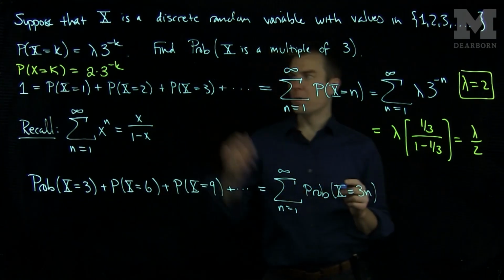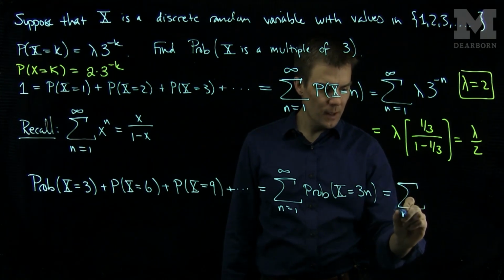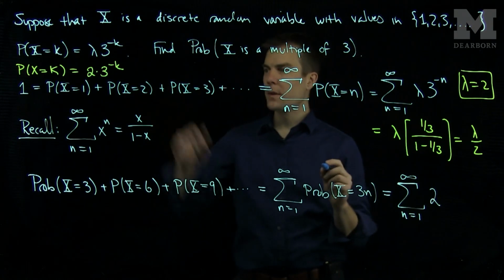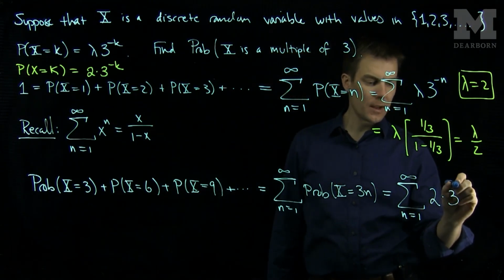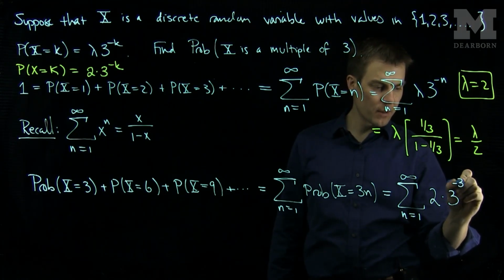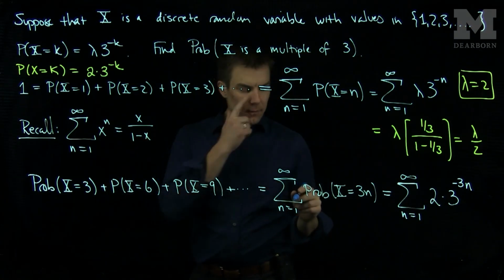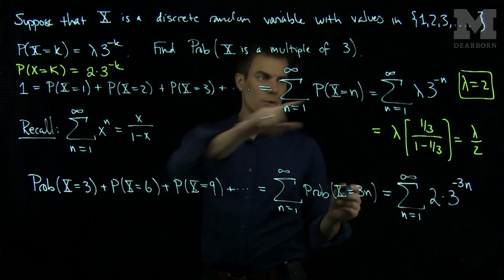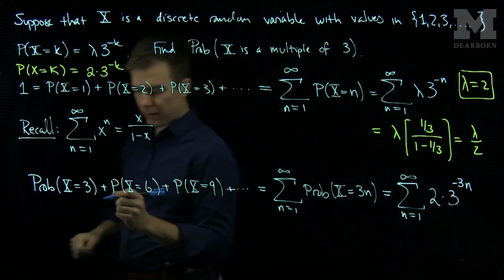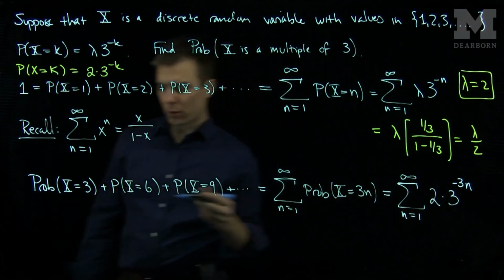And now we know what that probability is. So this will be the sum, n goes from 1 to infinity, of 2 times 3, and instead of k, I will have a negative 3n over here. And so now it's the same formula we have over here, but instead of x being equal to 1/3, x will now be 3 to the negative 3 power. So we'll have to plug that in. And so of course 3 cubed is equal to 27.